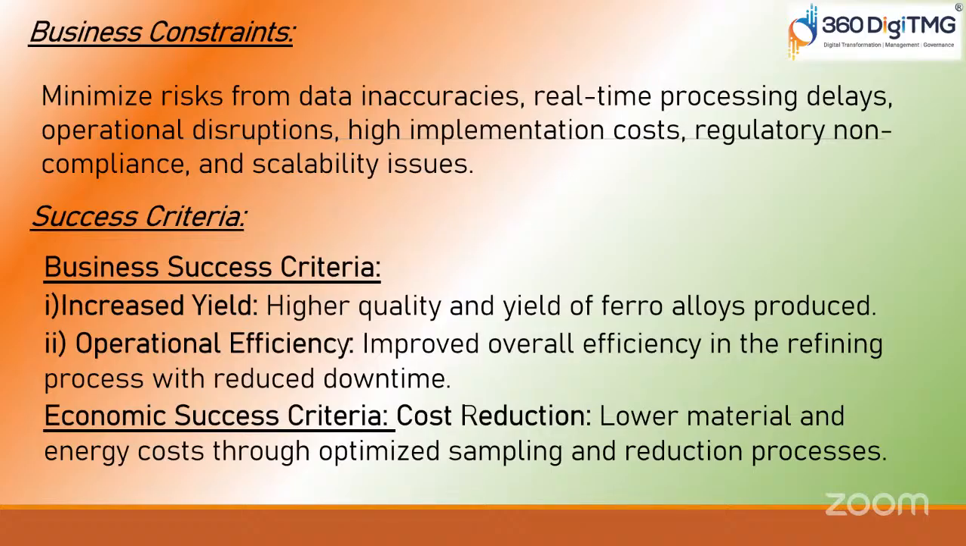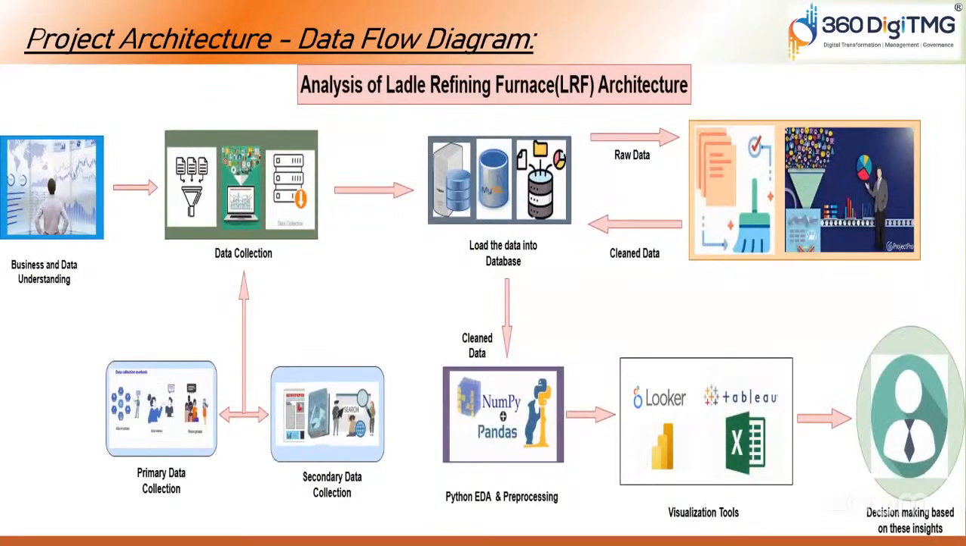So what about the success criteria? Here we have business and economic success criteria: increased yield, so more high-quality ferroalloy; reduced downtime, meaning better operational flow; and lower cost, meaning material and energy efficiency. So this is the project architecture, a visual representation of how data flows through our project. It includes raw data collection from the furnace log, then pre-processing and exploratory data analysis, and eventually actionable insight.